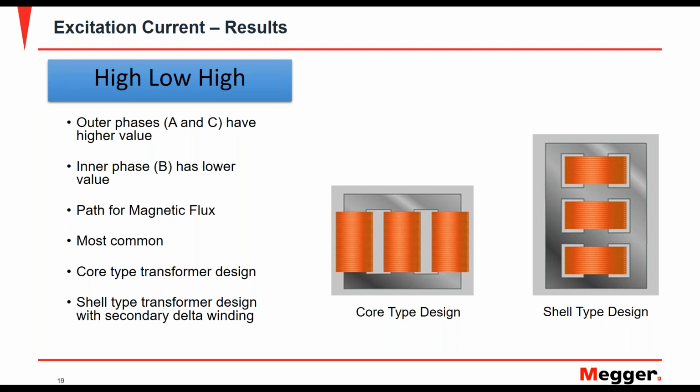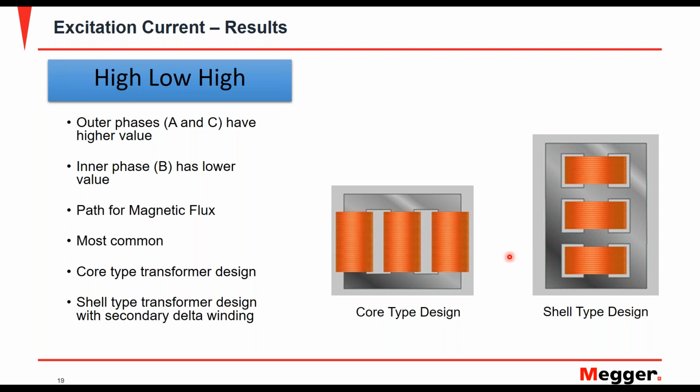And this path can also change how your excitation current results come out. This is a very common pattern that's seen across transformers, and it is also seen across different transformer core designs. On your screen, you have a core type design in the center, and to the right-hand side you have a shell type design. In the core type design, the windings are engulfing the core and are on the outside, whereas in the shell type, the core is engulfing the windings such that the core is on the outside.